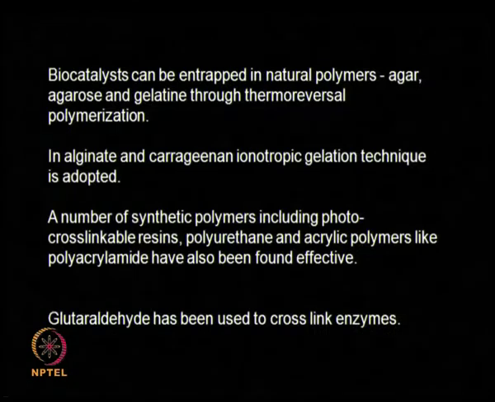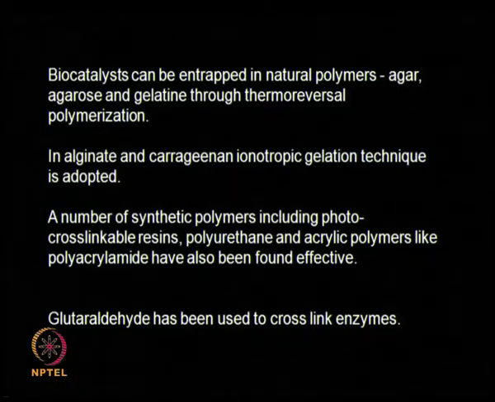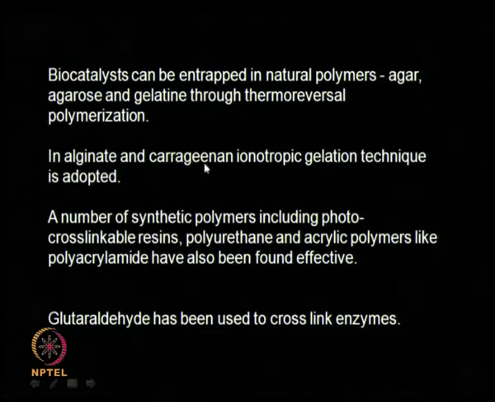So for example, if you look at biocatalysts, they can be entrapped in natural polymers. Natural polymers, as you know, are very compatible, so they will not affect the activity of the enzyme, like agar, agarose, gelatin. All these can be used by a thermoreversal polymerization technique. Another natural polymer is alginate, carrageenan, so all these can be used and make the enzyme entrapped using ionotropic gelation technique.